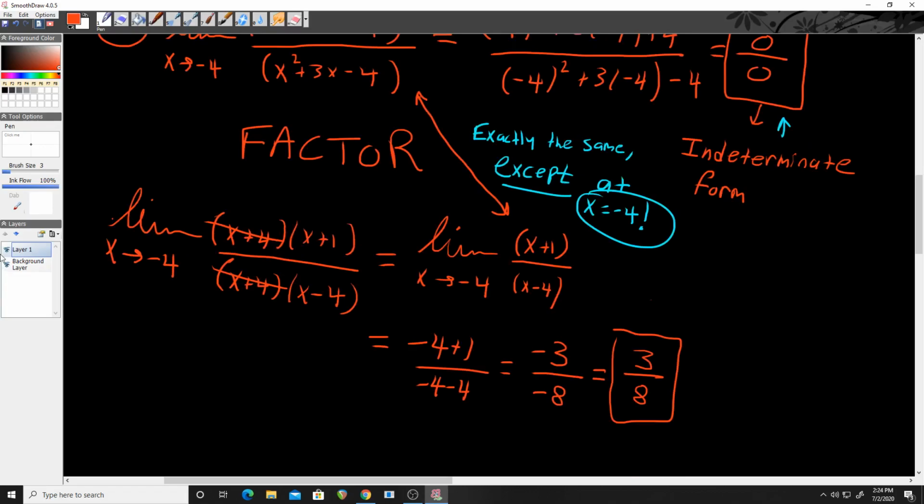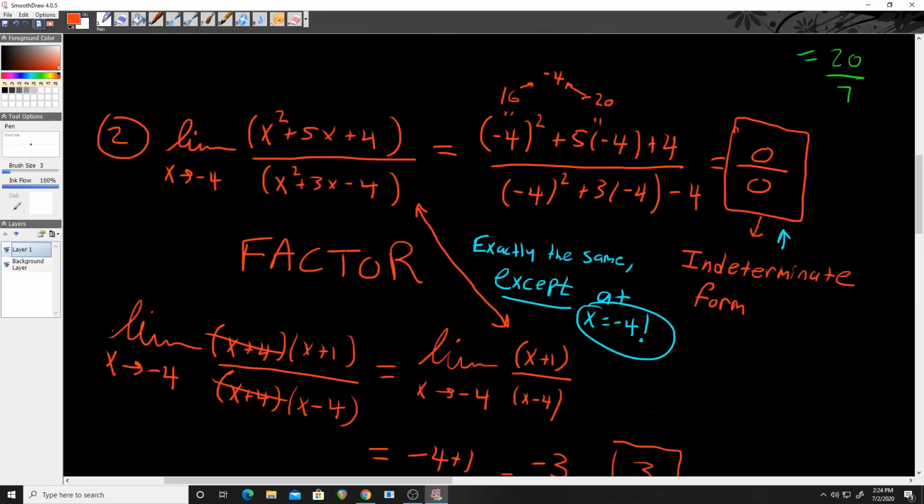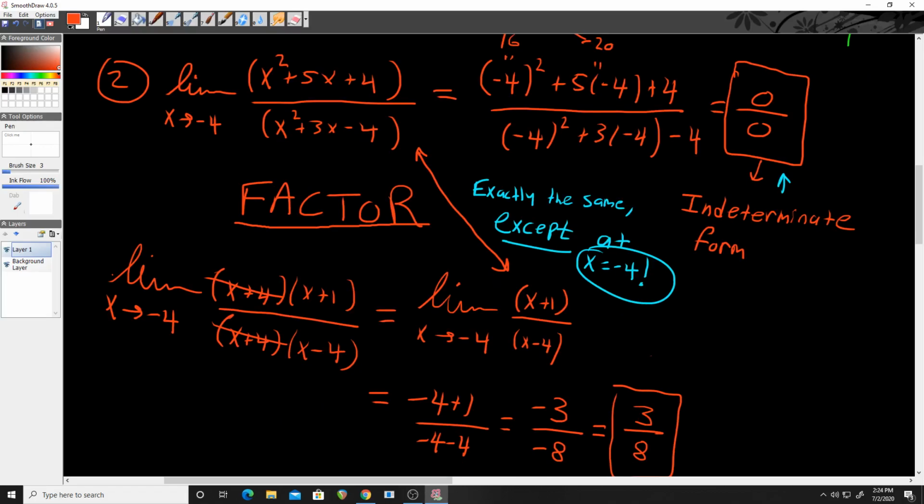Good. So there's that problem. If you see two polynomials being divided and you get something like this, now we know what to do. We can factor. Something's going to cancel. Then plug it in. Good to go. Okay. Let's do some more. So we'll start with green.